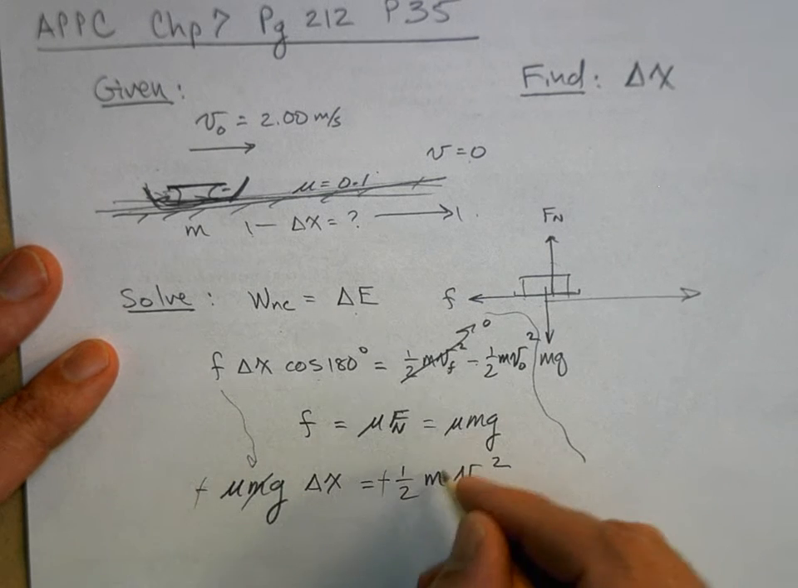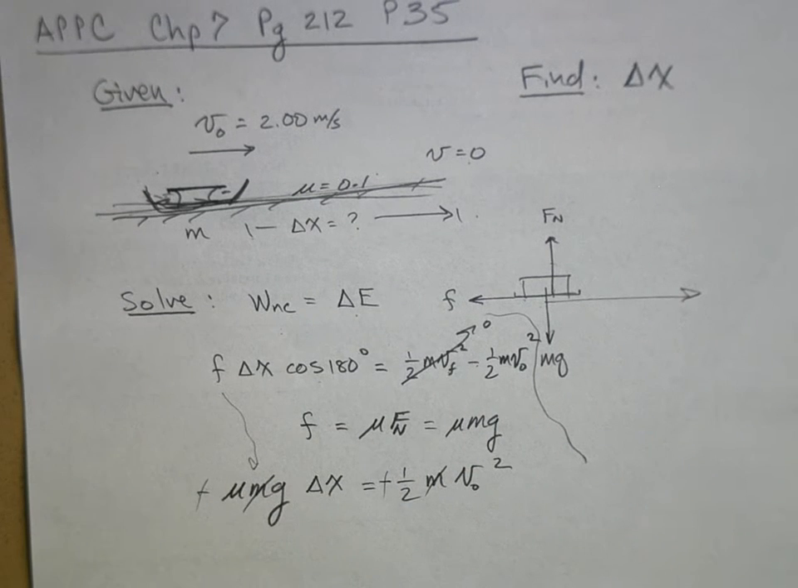Then look, the mass cancels out. Whenever they don't give you the mass, you can almost always bet that the mass is going to cancel out somewhere. So just go with it. Don't panic.